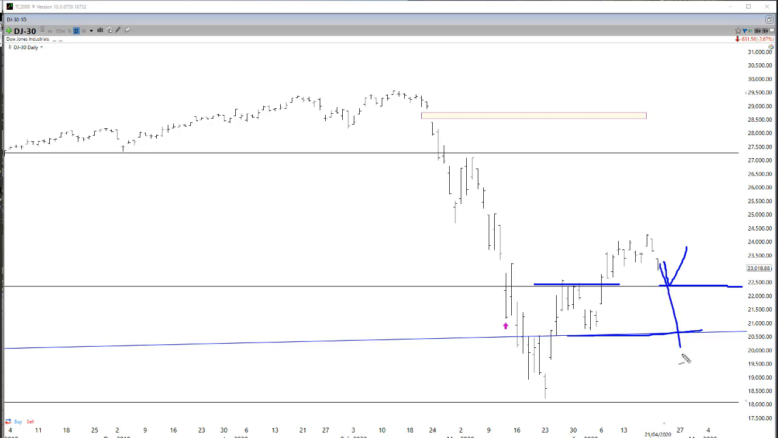Now, if we start to rally back down through here, then it's all over. I don't think that's going to happen. I do think that the pullback is due. We were in a bit of oversold territory, so the pullback is probably likely to continue.